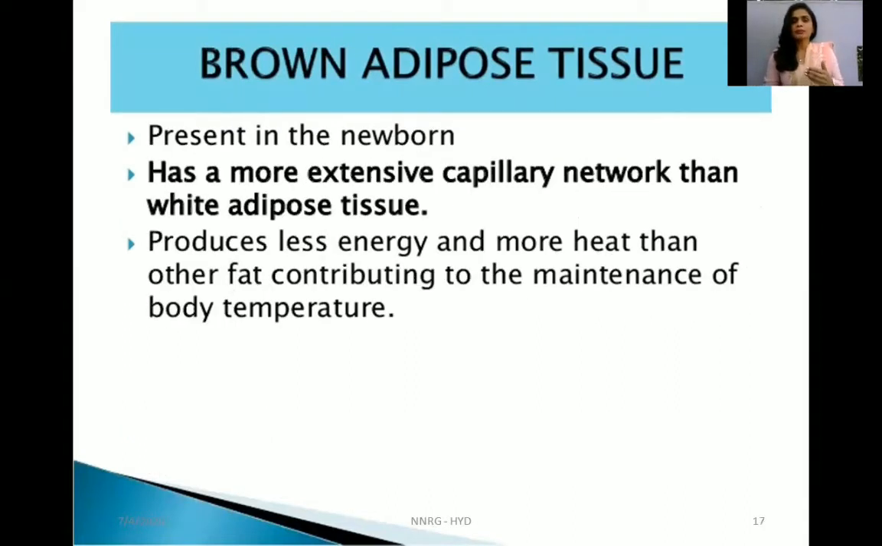Then coming to the brown adipose tissue. Usually brown adipose tissue is present only in infants or newborn children, and it has more capillary network, that is, the blood supply is more compared to white adipose tissue. Brown adipose tissue produces less energy, but it helps in generating heat. That's why it helps more in maintaining the body temperature.